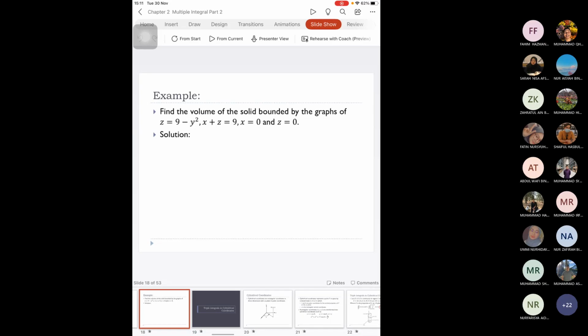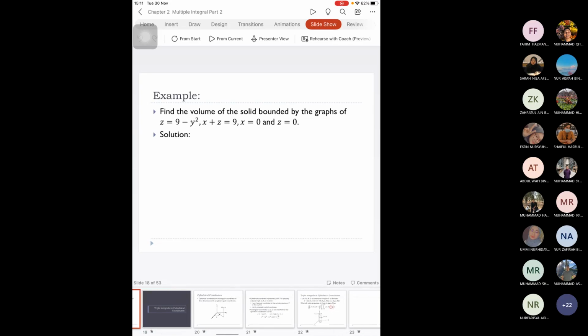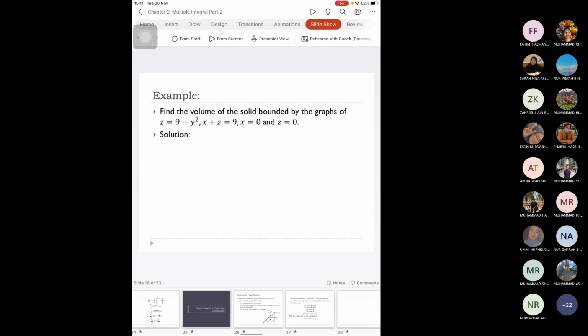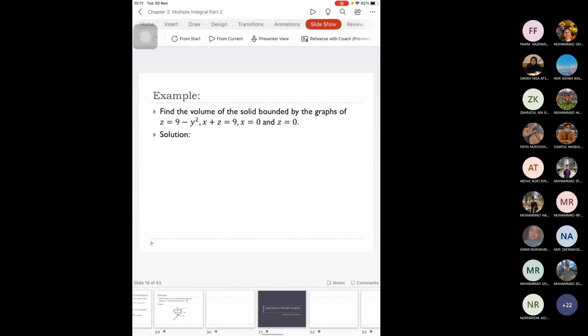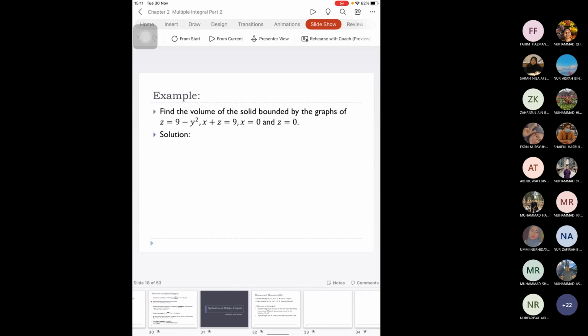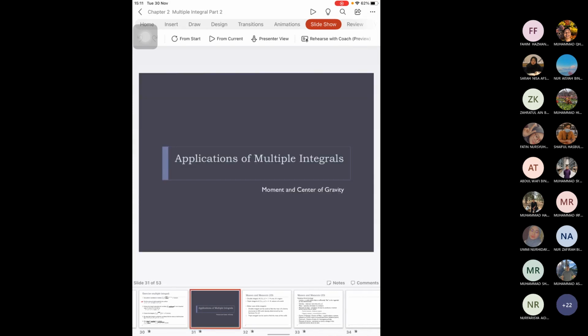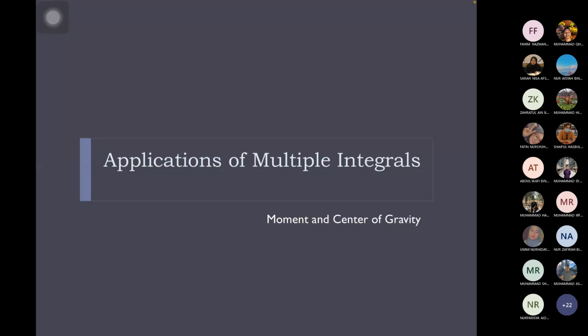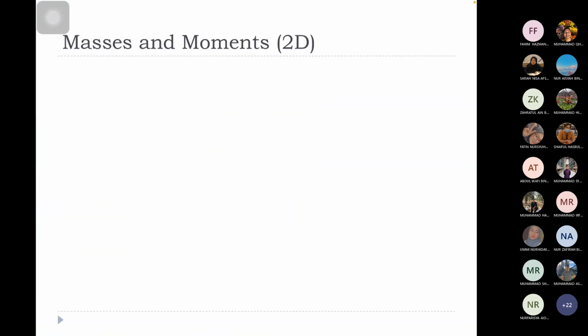So we will continue our class with the last part of multiple integrals, by which we have taken a look into the application of multiple integral. Okay. So yesterday we have looked at the application of multiple integral, by which we have the moment and center of gravity.